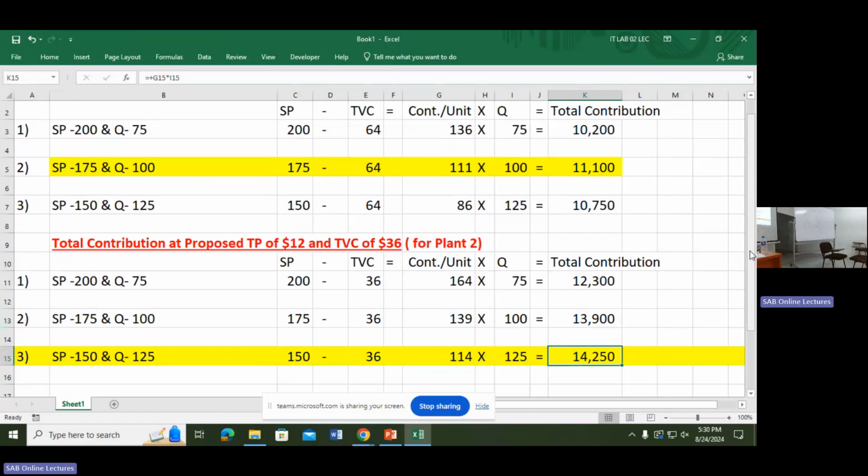If the proposed transfer price is cost, then under the proposed transfer pricing the contribution for plant 2 equals the contribution for the company. But there will be an issue with plant 1, which is not in profit there. That will demotivate the plant 1 managers because they are not getting any profit. Total profit is allocated to plant 2.